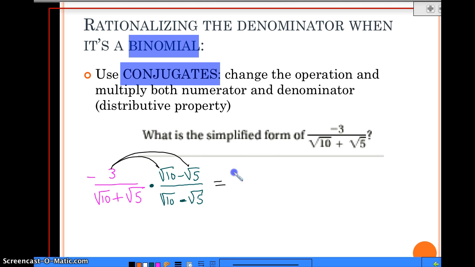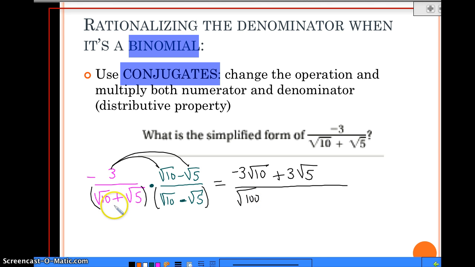Negative root 3 times 10 is negative 3 root 10 plus 3, negative times a negative, so we get 3 root 5. Okay, here we go with FOIL. First, root 10 times root 10, root 100. Outers, root 10 times negative root 5, root 50. Inners, root 5 times root 10, root 50. Last, root 5 times negative root 5, negative root 25.